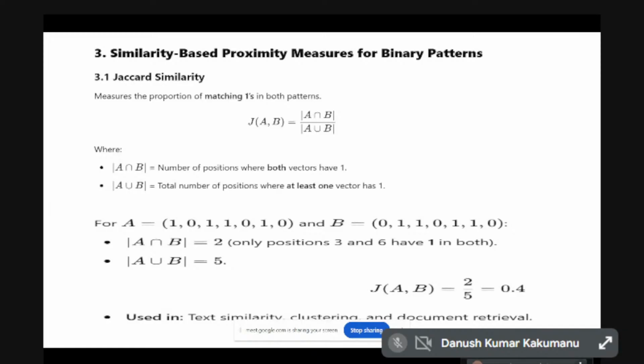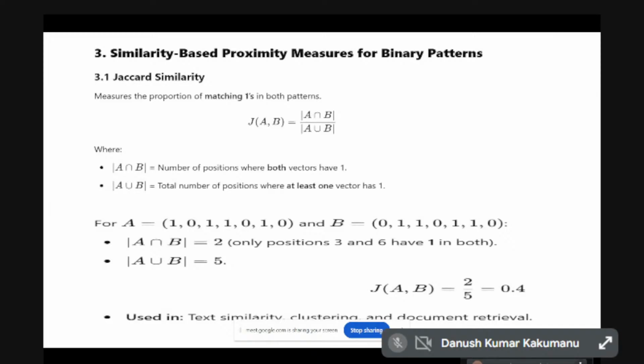Stop writing. When solving this example, be careful about which values he has considered and which values he has not considered. Here, A union B and A intersection B: intersection means the common values, which we represent, and the values which are not common we negate. A union B means we combine. It measures the matching of ones in both the patterns.